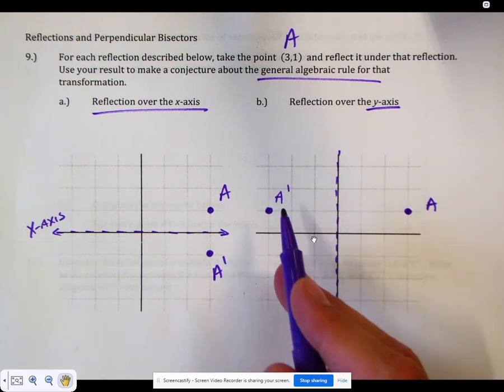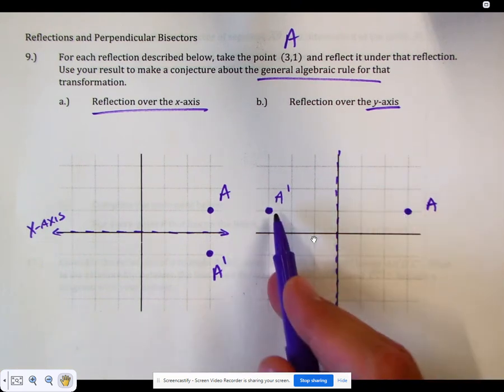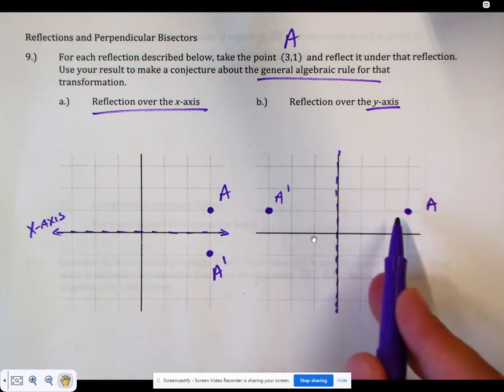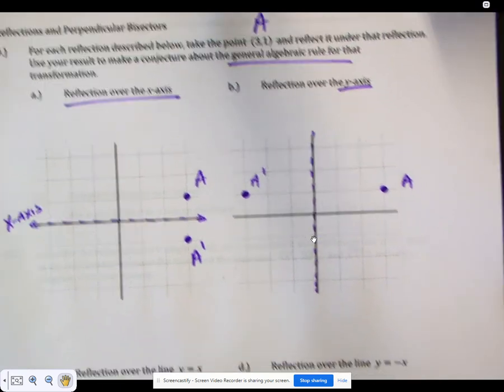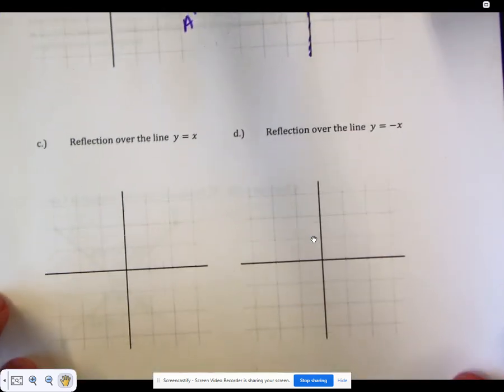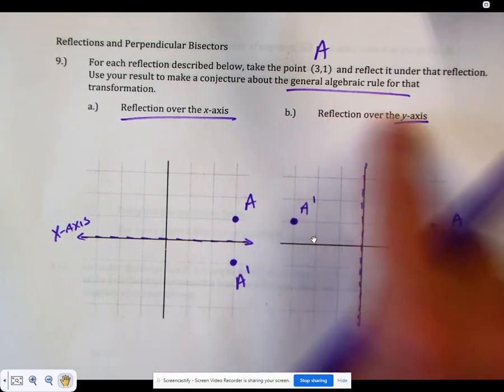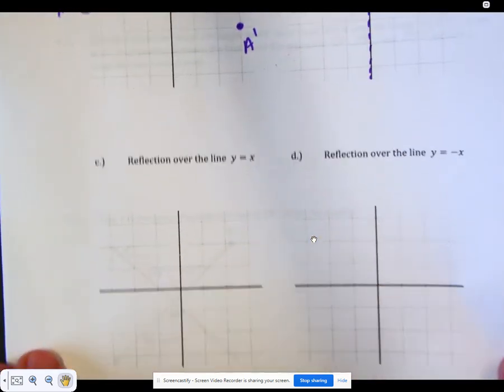Reflecting over the y-axis involved actually a longer distance of movement because it was farther away from the line of reflection. So moving on. Don't worry, we're going to come back and do the general rules in a second. We're first just doing the easy part.